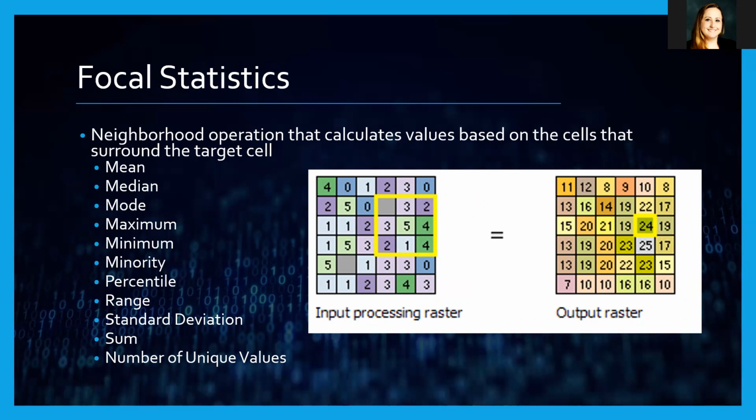In the example on the slide, the output raster is calculated as the sum of the neighborhood. The neighborhood is the cells that are boxed in the yellow square on the right, and the target cell is the highlighted cell on the right. So when you add 3, 2, 3, 5, 4, 2, 1, and 4 together, you get a total of 24.